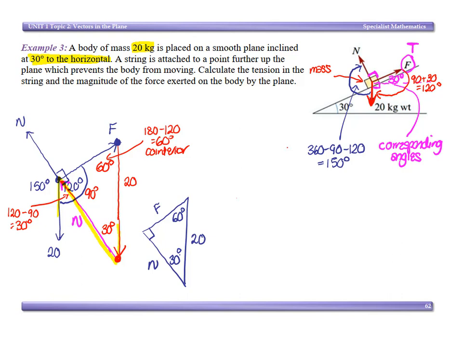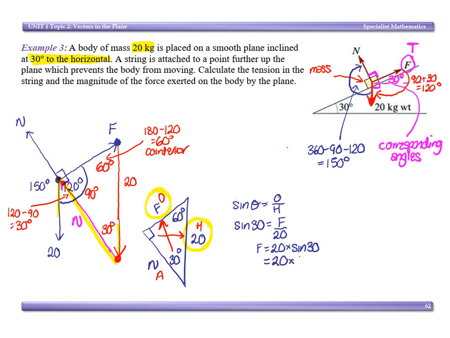Okay, which angle you use is up to you, whether it's the 60 or the 30, it doesn't really matter. I'm going to go with the 30, so opposite, hypotenuse and adjacent. Let's start by finding F. So O and H, that's sine. Sine theta is opposite over hypotenuse. Sine 30 is F over 20. So F is 20 times sine of 30. Sine of 30 is an exact value, it's half. So 20 times a half equals 10.